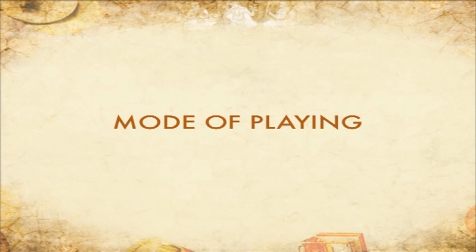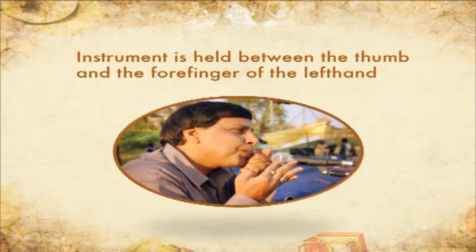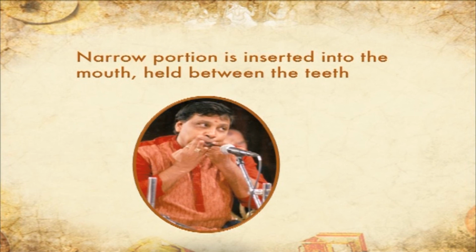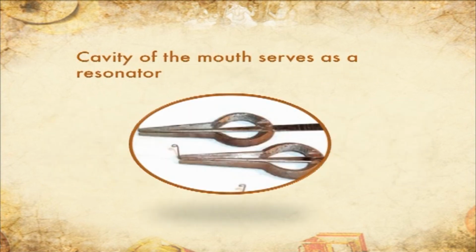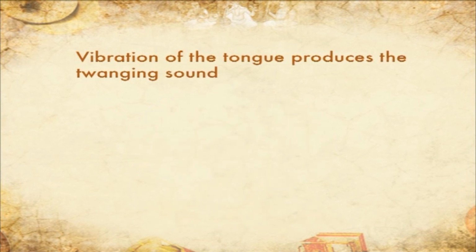Mode of playing. The instrument is held between the thumb and the forefinger of the left hand, the narrow portion being inserted into the mouth and held between the teeth. The curved end of the tongue is plucked with the forefinger of the right hand. The cavity of the mouth serves as a resonator. The vibration of the tongue causes the production of a twanging sound.